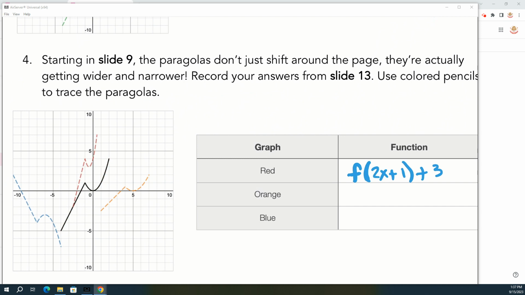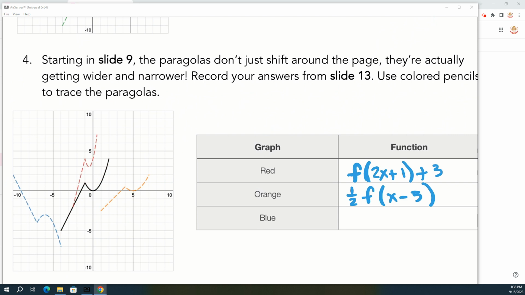All right, and then for orange, when I compare the original to the orange, it's shorter. Like it doesn't reach the same heights. And so if I'm going to change a vertical thing, then that's going to be outside. And then it's also shifted over to the right 5.